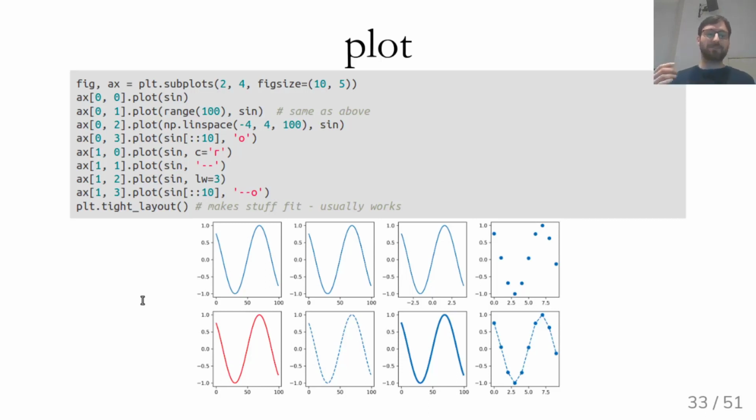The first one is plot. So plot you can use for line plots and for scatter plots, basically. By default it does a line plot. If you don't give it an x-axis, if you give it a single array, it assumes the array is the y-axis. So if I give it just a sine curve, it enumerates the values. So there's 100 values and it goes from 1 to 100.